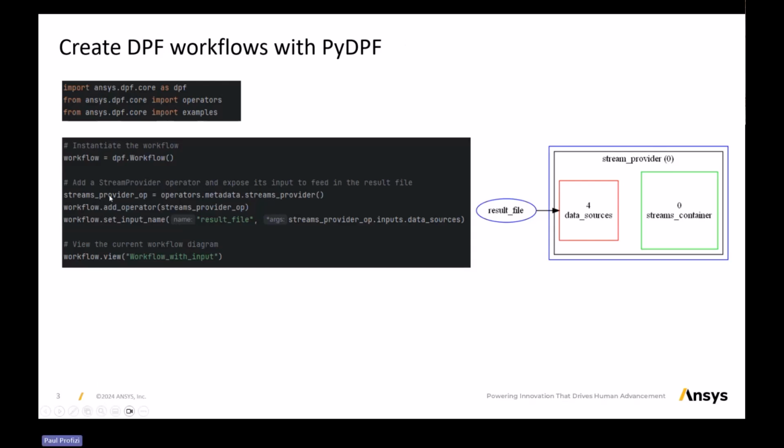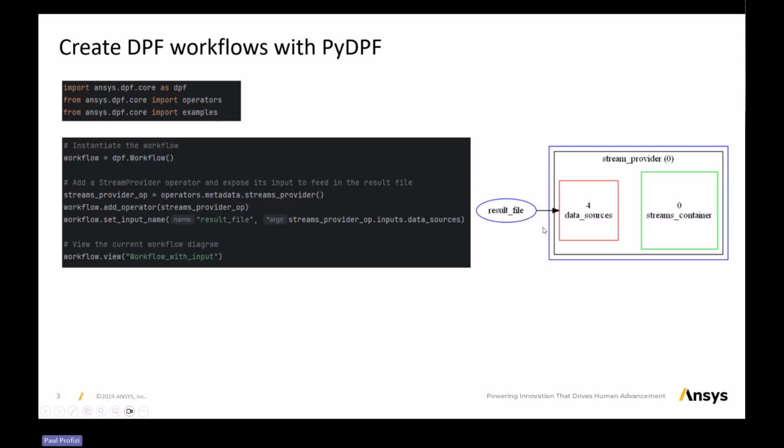I don't know if you can see my mouse, but basically I start by instantiating the streams provider operator here, and then I add it to the workflow, and then I say that the data sources input pin of the streams provider operator is going to be exposed as a workflow input called result file. And so that's what you see on the right.